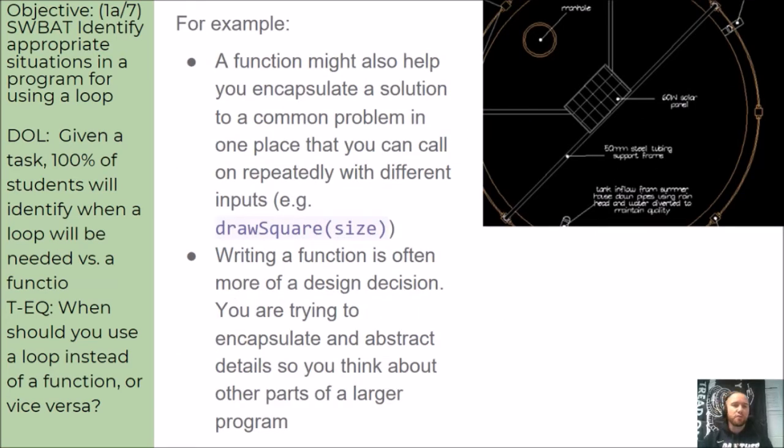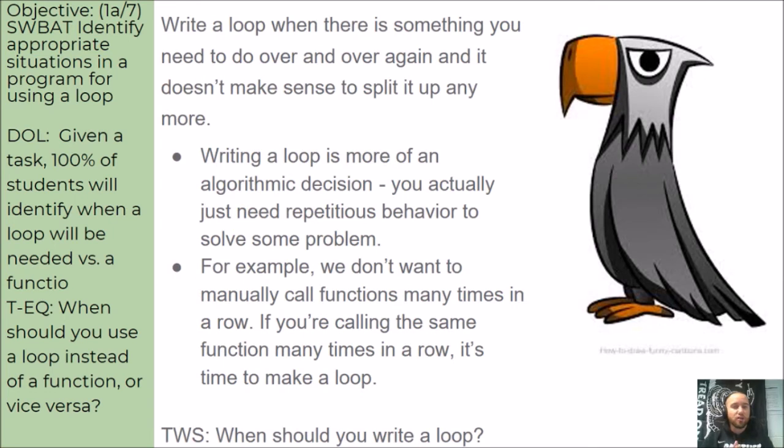A function might also help you encapsulate a solution to a common problem in one place that you can call on repeatedly with different inputs. The example here is the draw square function. If you want different sizes, there you go. Writing a function is often more of a design decision. You're trying to encapsulate and abstract details so you can think about other parts of a larger program. In summary, when you need an abstraction, that's when you use a function. Essentially, the purpose of an abstraction is getting rid of details so you don't get distracted. And that's really all there is to it.